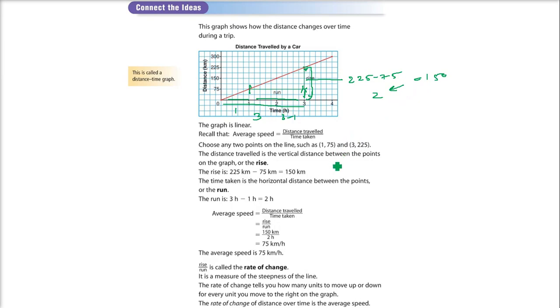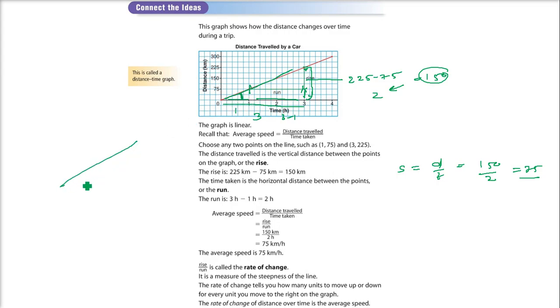So what is the speed? Speed is distance by time. Distance here is 150, the difference, and time is 2. So we get 75. This 75, rise by run, is the rate of change. It is measuring the steepness, that is the angle, m.